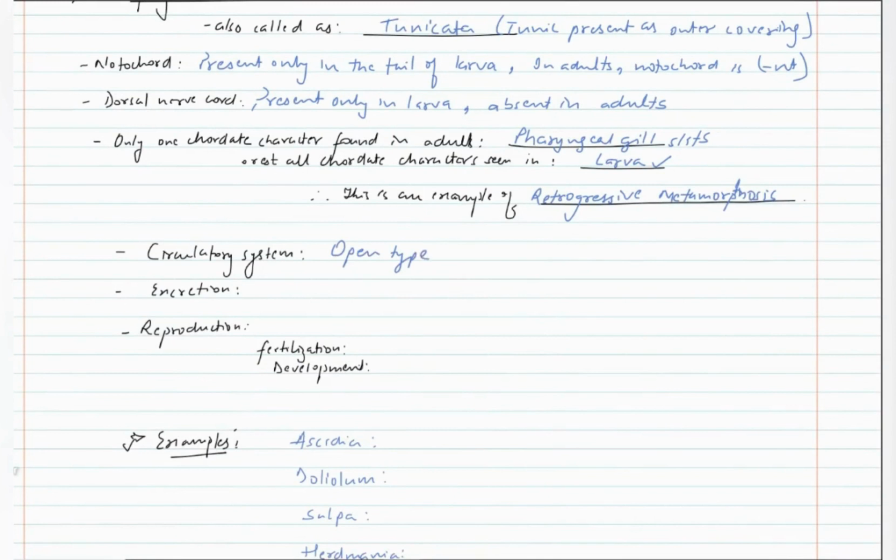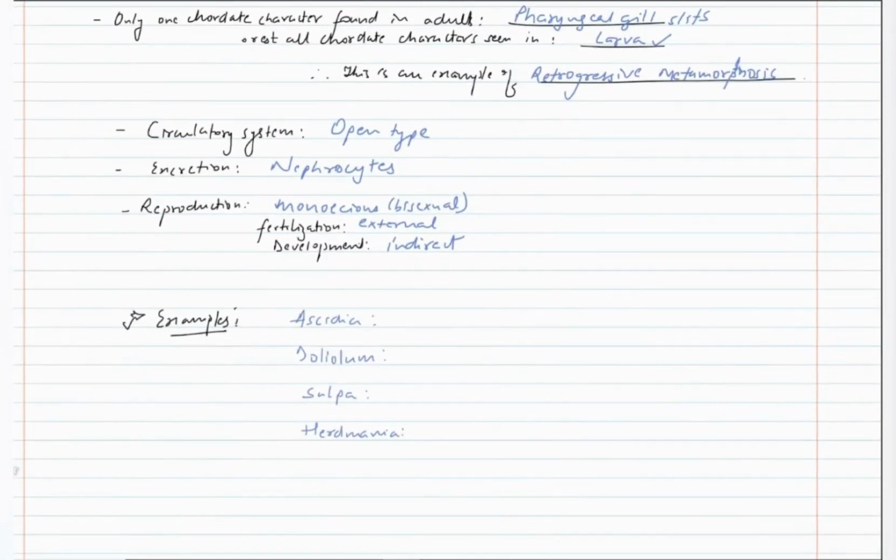Circulatory system in case of urochordates is of open type. Excretion is through specialized cells known as nephrocytes. Reproduction: these organisms are mostly monoecious, that is, they are bisexual. Fertilization is mostly external and development is indirect, that is, a larval stage is present. Examples, we have Ascidia, Doliolum, Salpa and Herdmania. Herdmania is also known as sea potato.